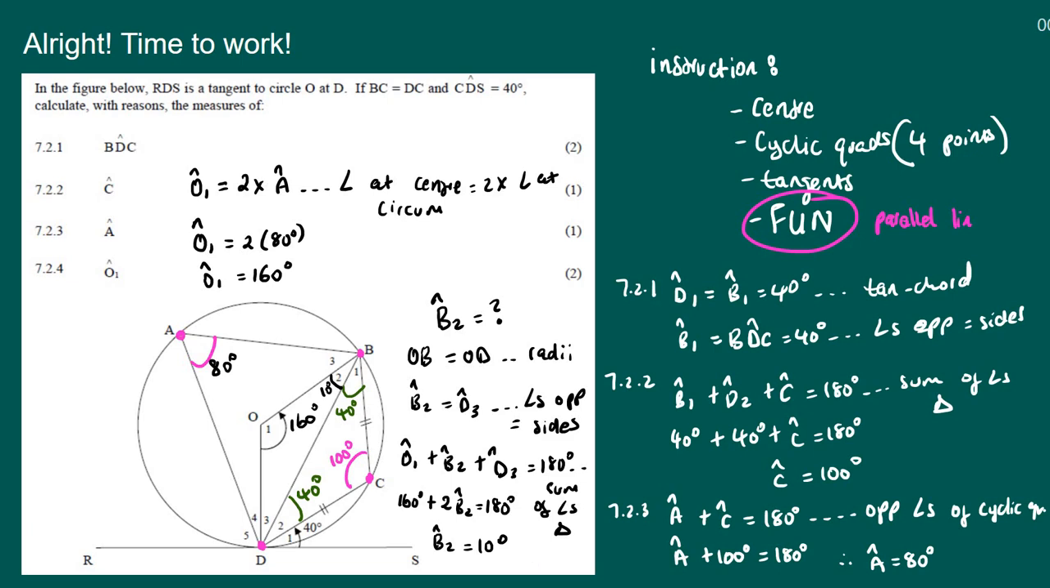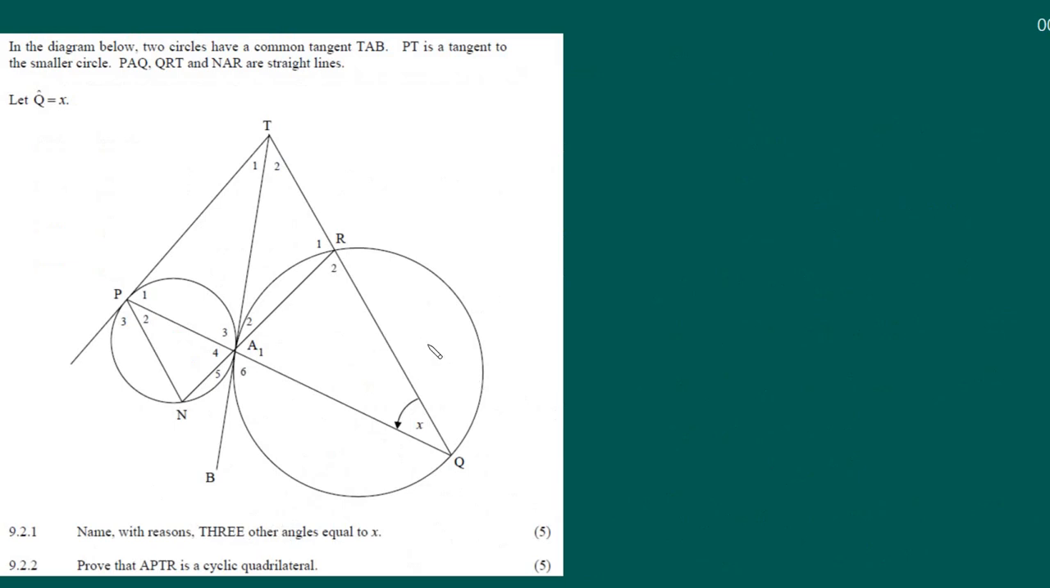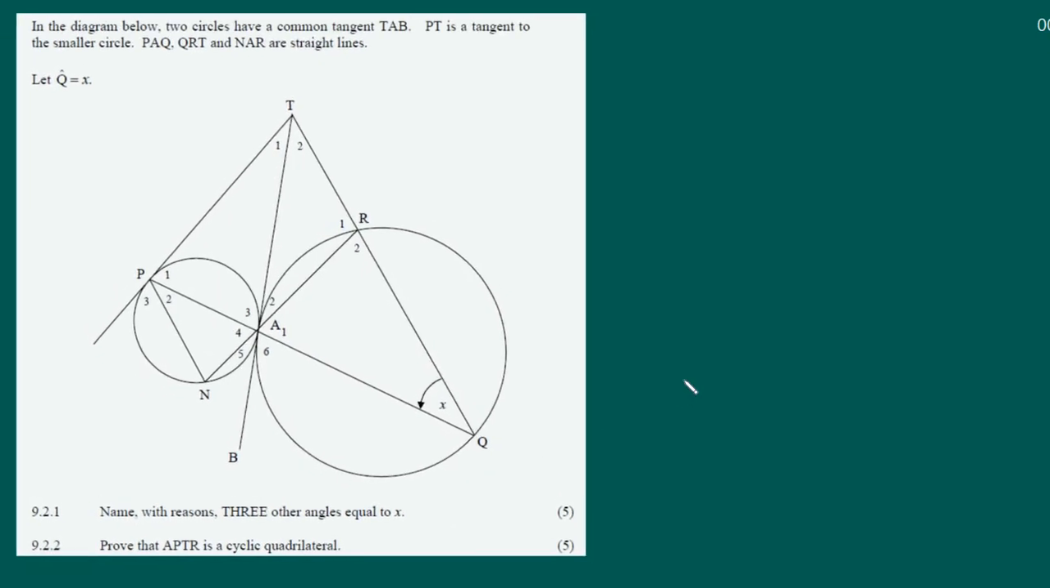Okay, let's move to the next one. That's very good, guys. Well done. Right, let's look at this one here. Now let's make it interesting by having 2 circles now.